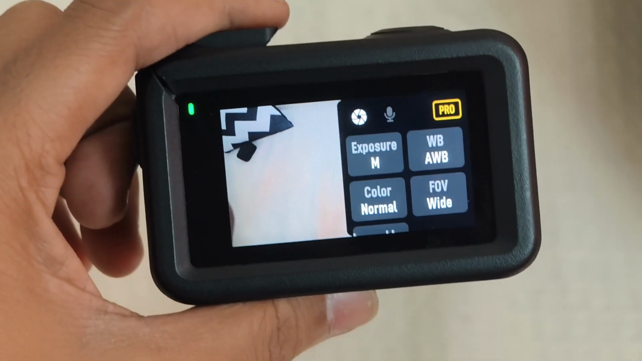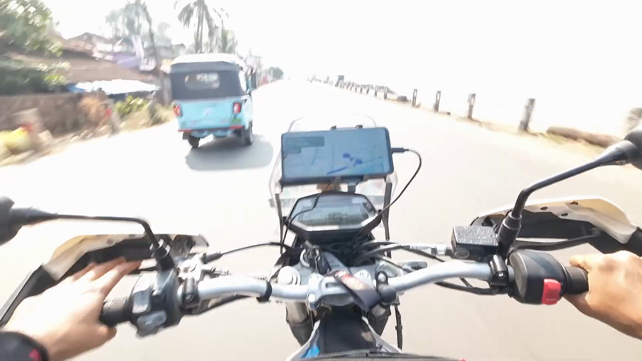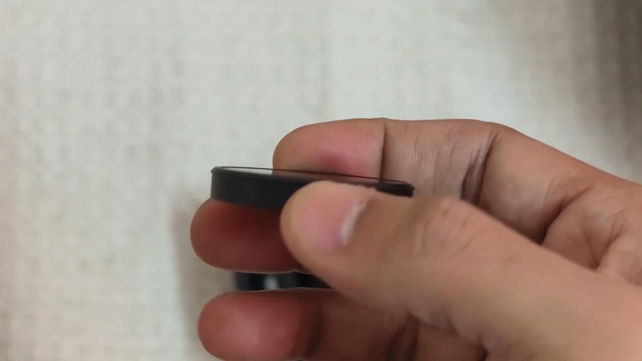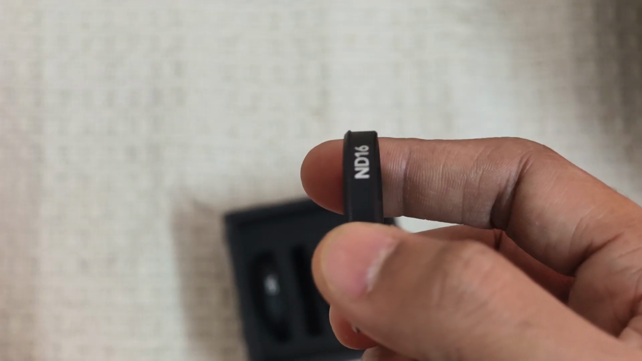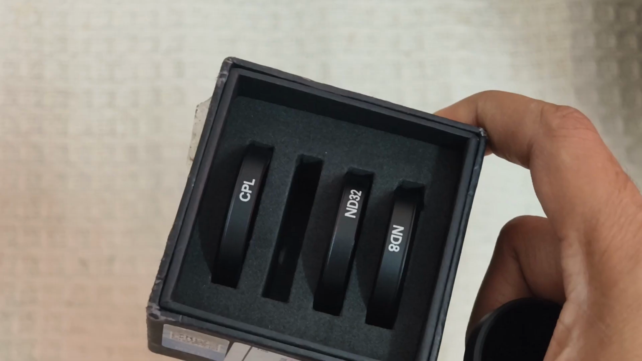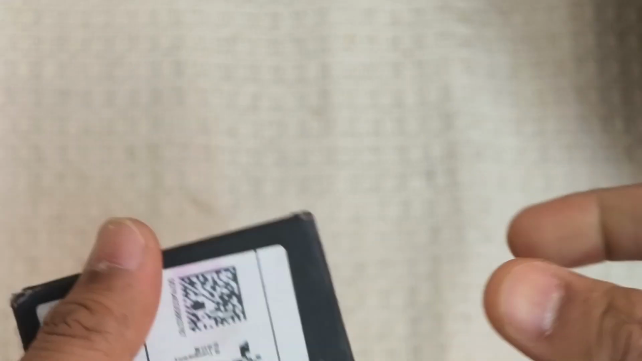Now there is another problem. Whenever you set your ISO to manual, there is another problem, and that is overexposure, and that is when this comes in handy. Now this is an ND filter. The one that I'm holding is ND16. It comes in a pack of 4. You get ND8, ND32, ND16 and a CPL. I bought this from Amazon.